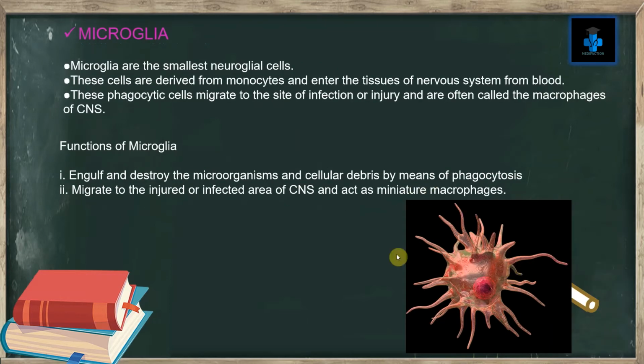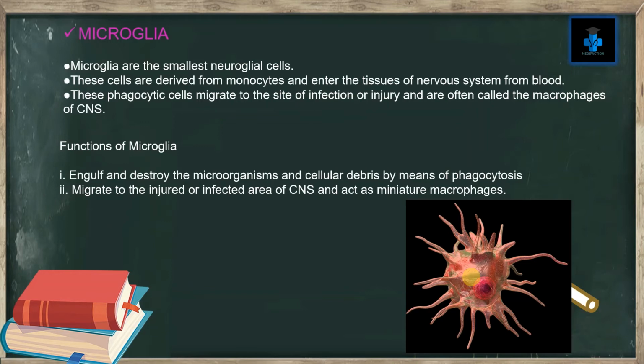Microglia. So, microglia are the smallest neuroglial cells. These cells are derived from monocytes and enter the tissues of nervous system from blood. These phagocytic cells migrate to the site of infection or injury and are often called macrophages of central nervous system.